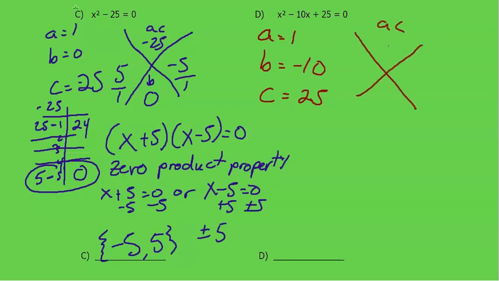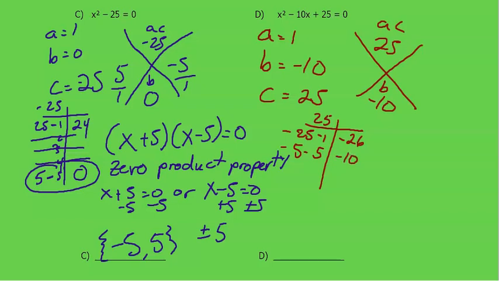Draw your X. AC is 25, B is -10. List out those factor pairs of 25 again, and we know that it's just 1 and 5. We don't have to write each of those every time. They're both going to be negative here, and we're going to use the second one. -5 divided by A. So then we have our factors, x minus 5 times x minus 5 equals 0.